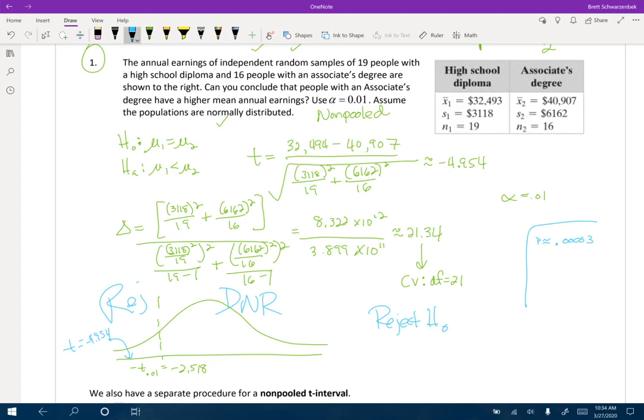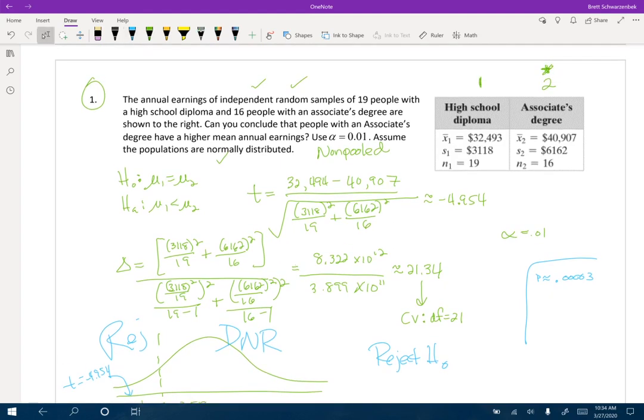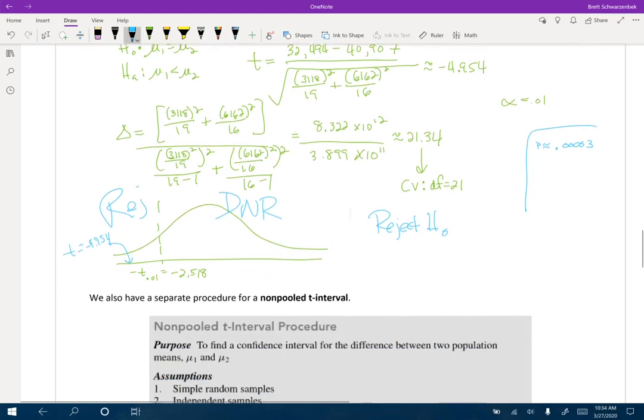What are we saying when we reject h naught? We're basically rejecting that having just a high school diploma versus an associate's degree would result in equal earnings. So this is saying that if you don't get an associate's degree and you just have a high school diploma, then you're likely to earn less in terms of earnings.